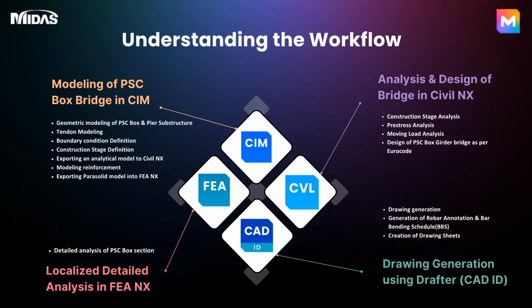Once this is done, you would be exporting the CIM model directly into Civil NX. Now in Civil NX, you would be defining the loads and the load combinations, and then further you would be carrying out the analysis and design in Civil NX. Once you carry out the analysis and design, you would be able to get the rebar data. Once you get the rebar data, you will be modeling the rebar in CIM, and after that, you would be creating the drawing.